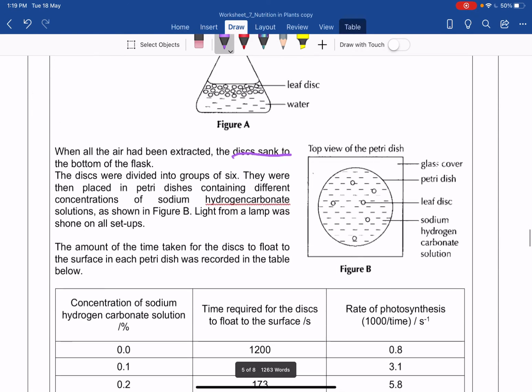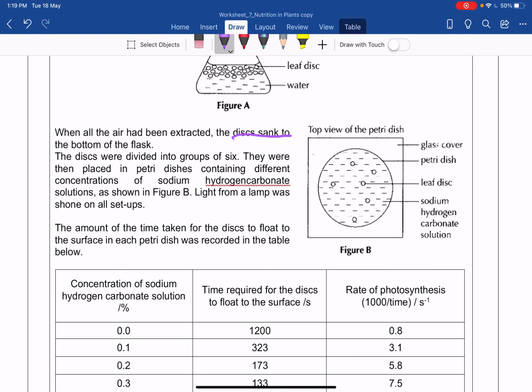Because the air is removed, the discs become less dense. They are then placed into sodium hydrogen carbonate solution, which gives them carbon dioxide gas. The leaf is given sunlight and photosynthesis will occur. As photosynthesis occurs, oxygen gas is produced and accumulates again in the intercellular air spaces, which results in the discs being less dense, and they will start to float to the surface again.